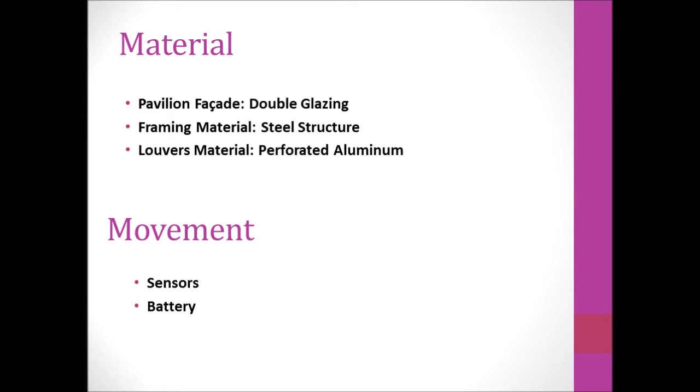To comply with Green Star, we chose a material that is recyclable. For the pavilion facade, we selected double glazing with low E value on the inside face to reduce solar heat gain during summer and heat loss through winter to minimize air infiltration. For framing, we used steel grade 450. The dynamic louvers is made up of perforated aluminum with pantographic system. Pavilion dynamic movement of the louvers is motivated by using battery and sensors that sense and adapt accordingly to weather changes.